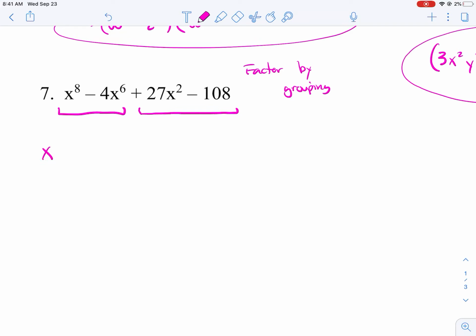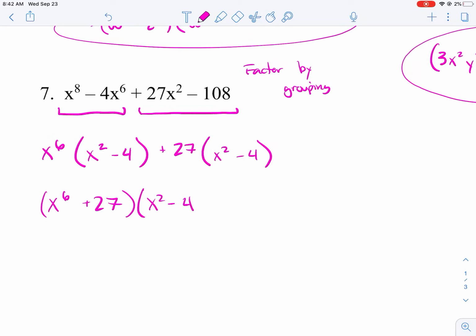Okay, so I'm going to take out an x to the 6th. Then I'm going to be left with x squared minus 4. Oh, whoops, I'm doing it all wrong here. Okay, what am I going to factor out here? 27, 108 divided by, that's what I thought. Yep, 27 goes into 108 4 times, so I'm going to take out a positive 27. I'm going to be left with x squared minus 4. Perfect. So now I'm left with x to the 6th plus 27.